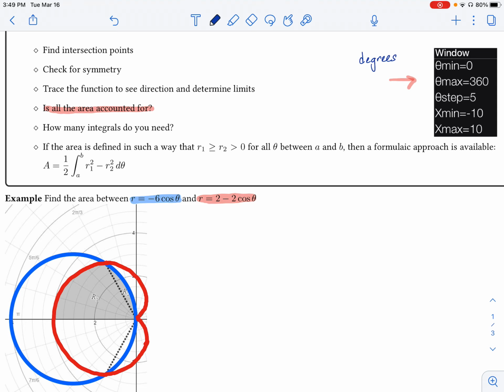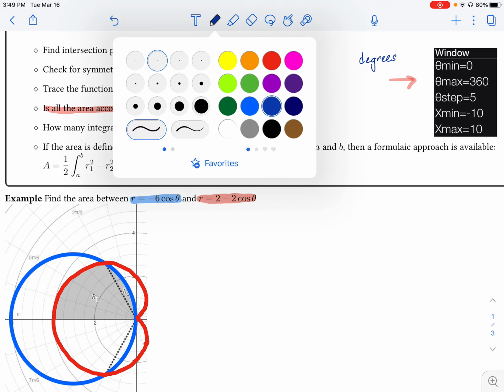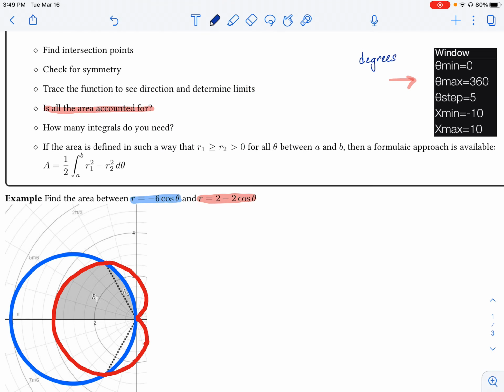And like I said in my previous video, degrees are often nicer a lot of times just because it allows us to trace a little bit more easily with nice integer values. Okay, so go ahead and graph that.